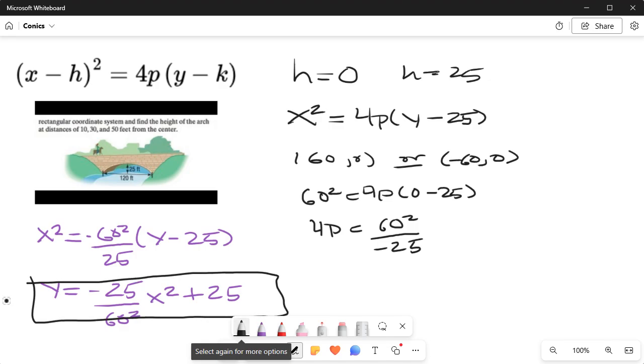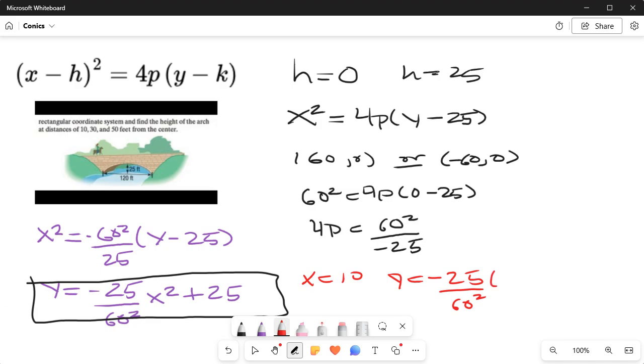So ideally, if we substitute whatever x is, all we have to do is just substitute it. For example, say x equals 10. That tells us that the y variable, or the height, is going to be negative 25 divided by 60 squared, multiplied by 10 squared, plus 25.